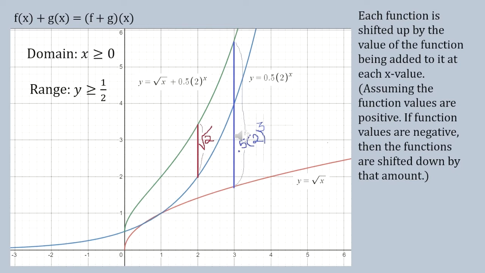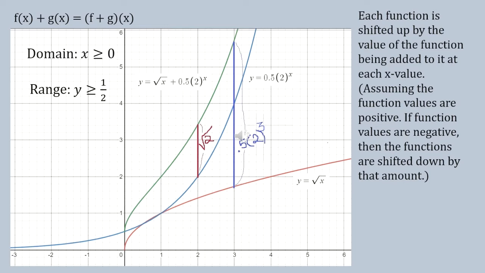And the domain will be the most restrictive of the functions that are being added. So in this case, the square root of x was the most restricted. We can only plug in 0 or positive values into the square root of x. The exponential function has all real numbers as its domain. But once I add them, the square root dictates the restrictions on the domain. So the domain of the resulting sum is x greater than or equal to 0. Again, I'm only able to plug 0 or positive values into the square root.